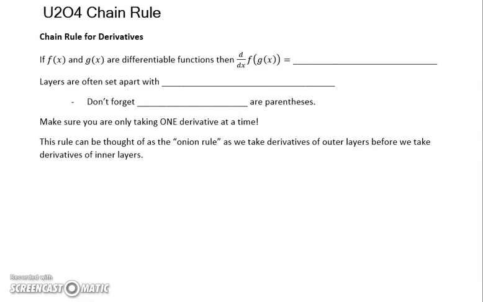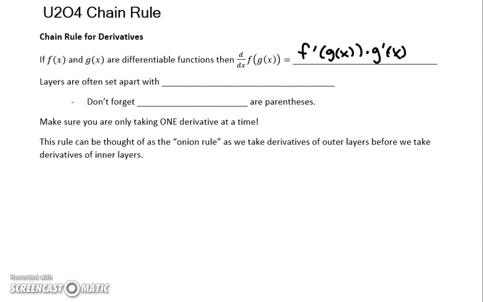All right, in this video we're going to talk about Unit 2, Objective 4, the chain rule. So chain rule is going to be when we try to differentiate a composite function, so one function inside the other. If we have two functions f and g and they're both differentiable, then the derivative of f of g of x is going to be f prime of g of x times g prime of x.